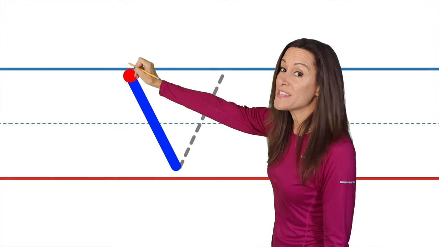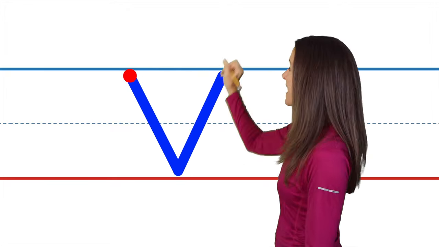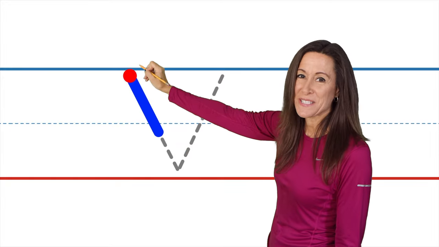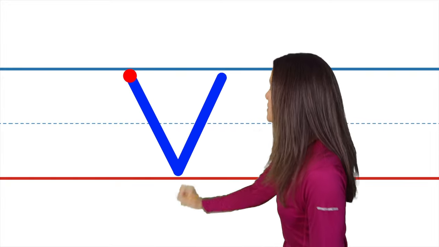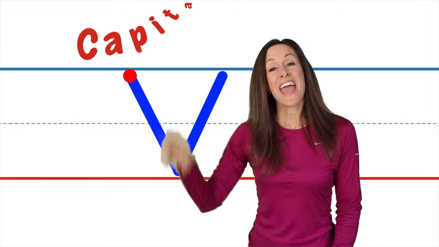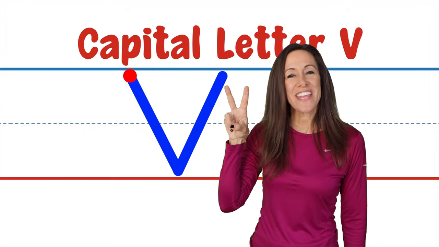V: start at the top, slant, center, then up. Capital letter V.